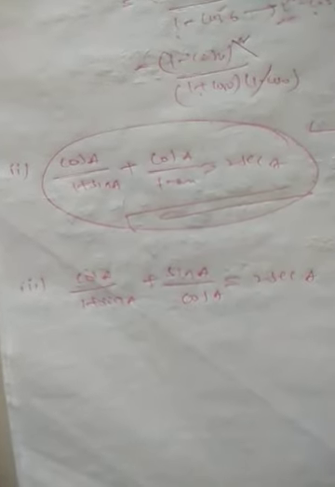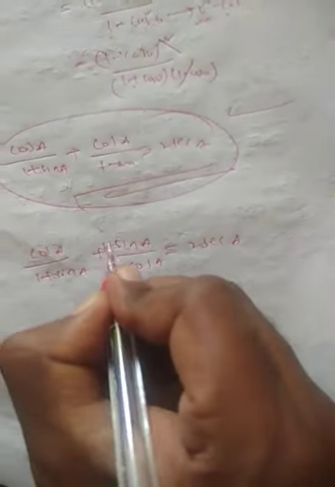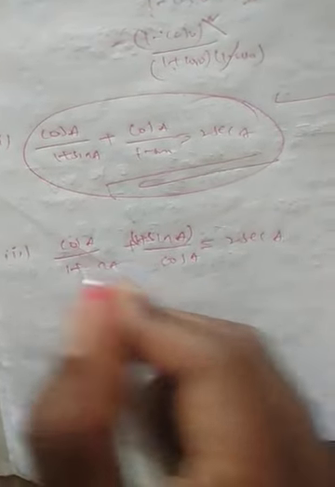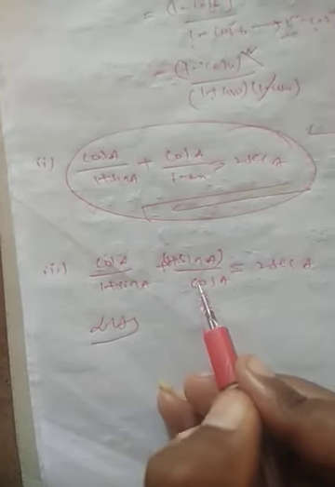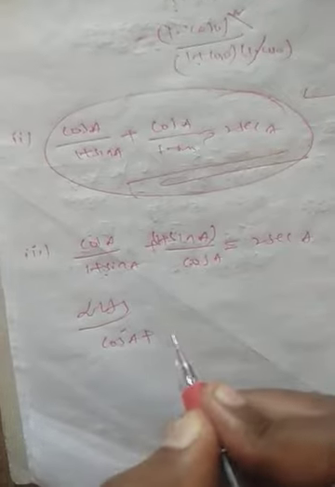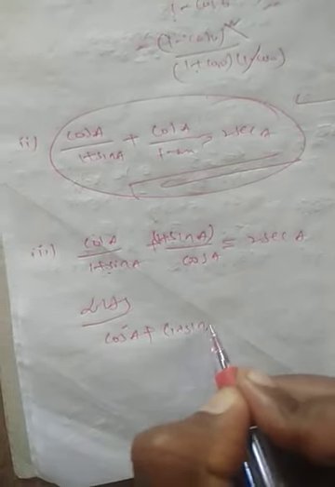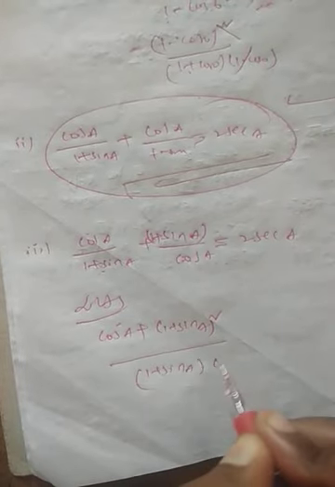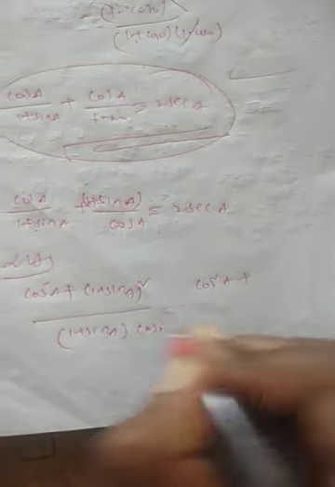We have to take a little care here. This is 1 plus sin a. Both denominators are different. So first let us take LHS. Cross multiply first. Cos a into cos a, cos square a, plus 1 plus sin a into 1 plus sin a, 1 plus sin a whole square, divided by 1 plus sin a into cos a. Cos square a plus a plus b whole square.